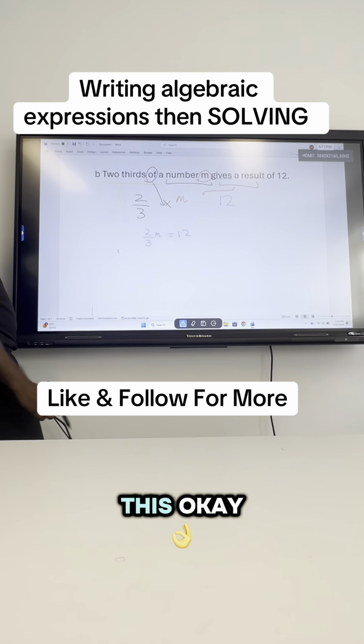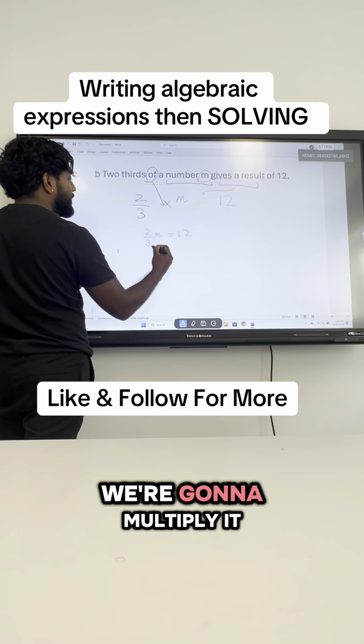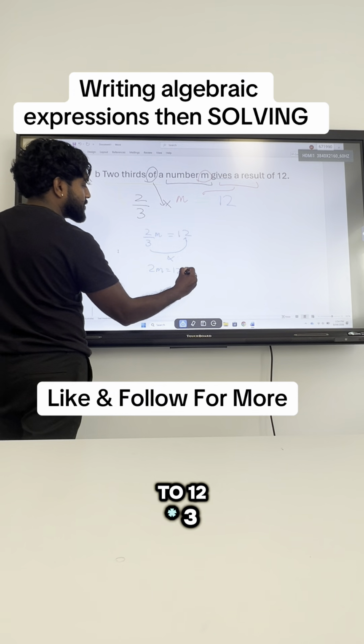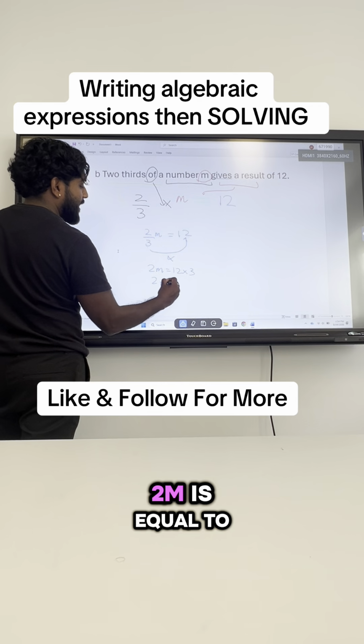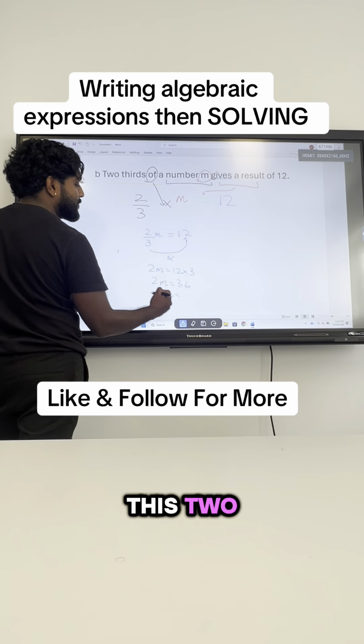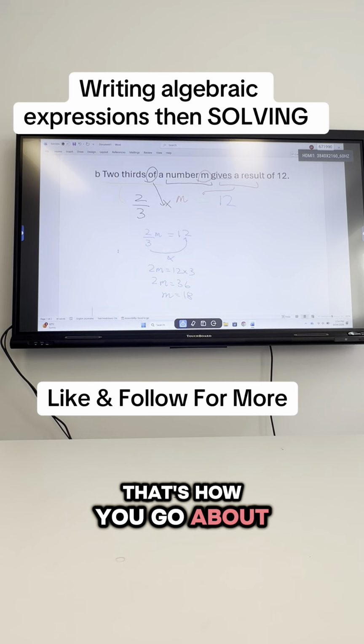Now we need to solve this. How do we solve this? How do we bring the 3 to this side? We're going to multiply it. So 2M is equal to 12 times 3. 2M is equal to 36. How do we get rid of this 2? We're going to divide. M is equal to 18. And that's how you go about that question.